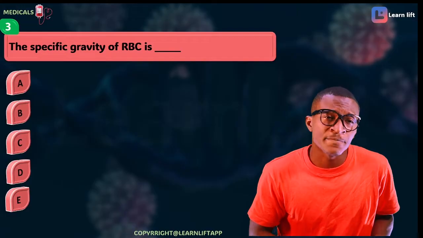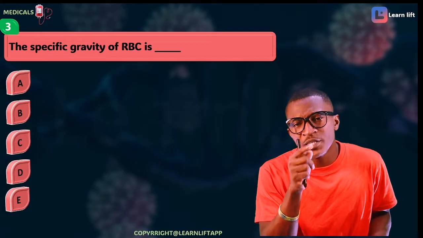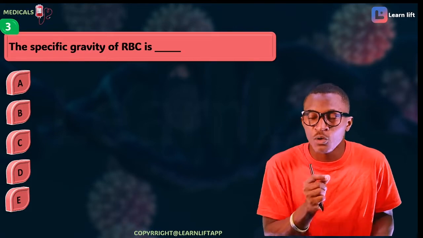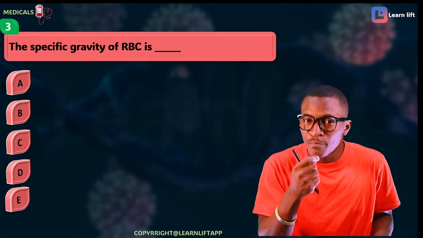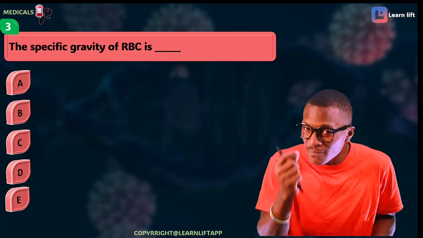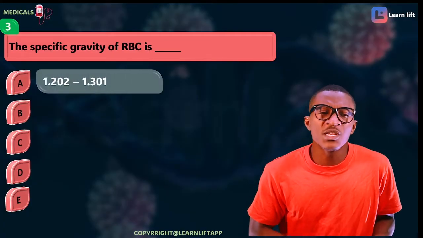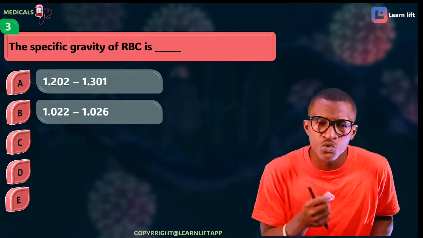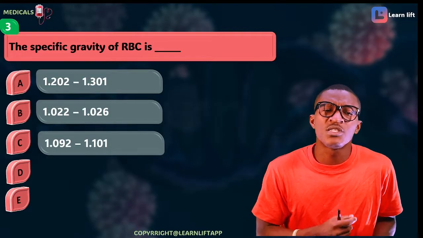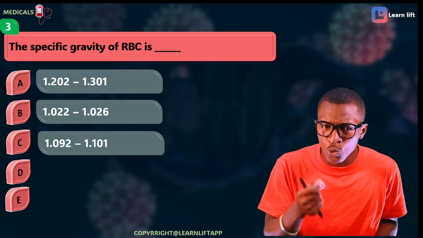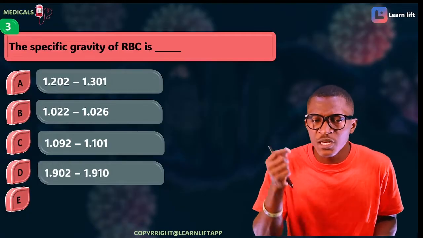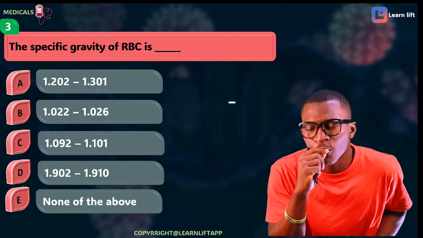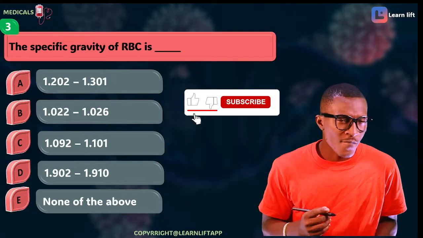The question says, what is the specific gravity of RBC? You don't need options for this. First of all, among the properties of blood, we have specific gravity for total blood, specific gravity of RBC, which is blood cells, and specific gravity of plasma, especially plasma protein. Option A says 1.2022 to 1.301. Option B says 1.022 to 1.026. Option C says 1.092 to 1.101. Option D says 1.902 to 1.910. And option E says none of the above. Choose your answer. Don't check the notes.